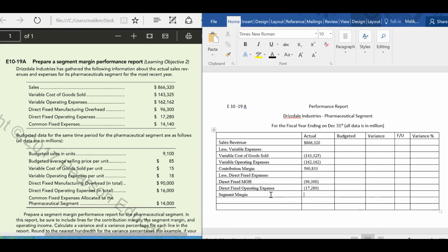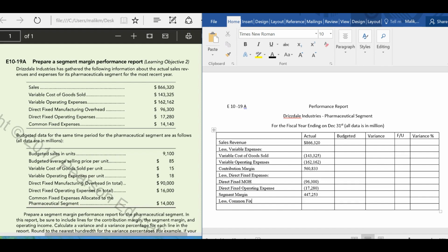Segment margin. So let's subtract these two items from our contribution margin. 560,833, and I'm going to subtract 96,300 and then 17,280, and I got my segment margin, which is 447,253. So basically, this segment margin tells the performance of the pharmaceutical segment, and later we're going to subtract our common fixed expense just to figure out that segment's operating income.